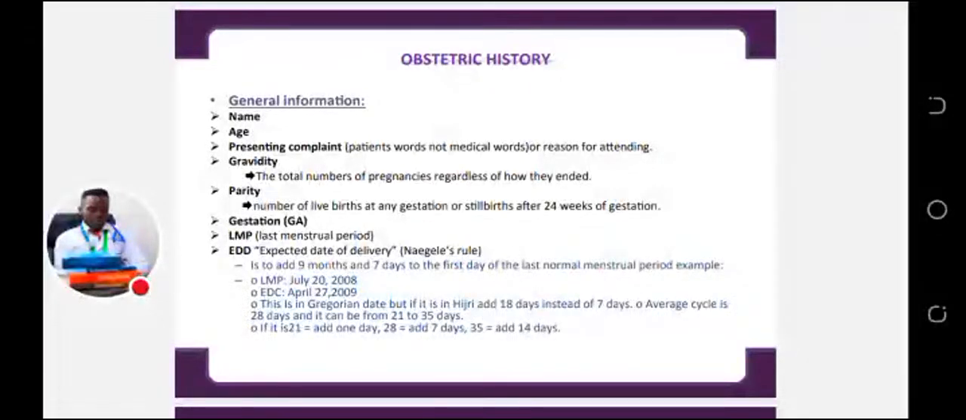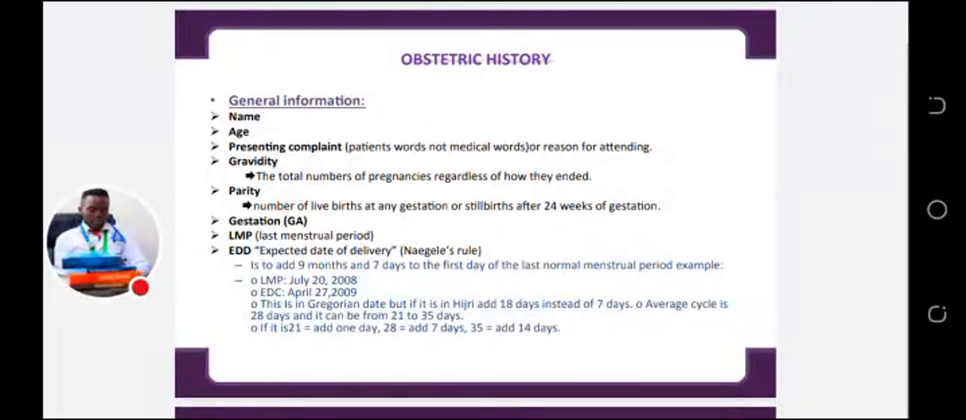Besides that, we also have stillbirth. Under stillbirth, the child was born after 24 weeks of gestation. So those are the number of live births and stillbirths, and that is what we call the parity. Then GA, it is just the gestation: the period from conception up to the period of delivery.